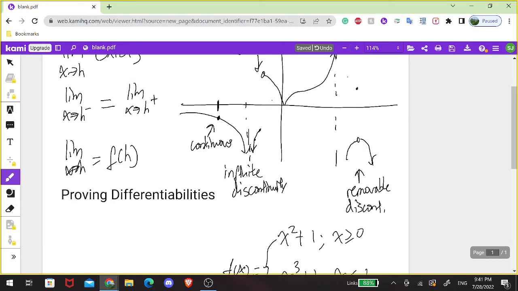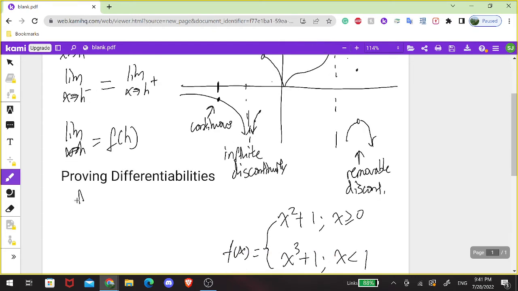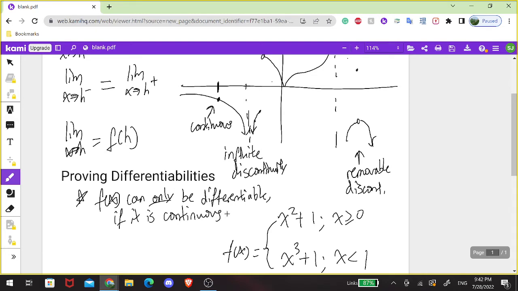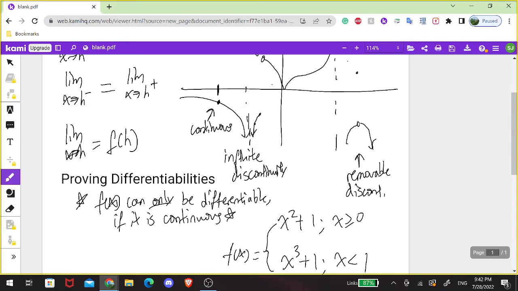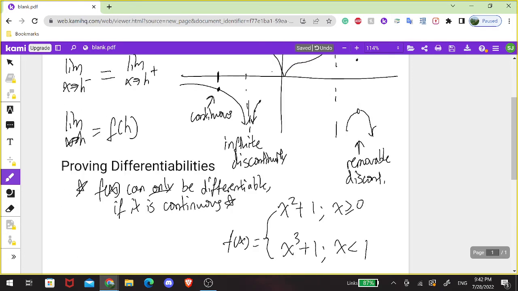Let's prove differentiabilities. The key thing to know for proving differentiabilities is that f of x can only be differentiable if it is continuous. So if a point does not satisfy these three criteria, that is definitely not differentiable. And only if it is continuous, then it might be differentiable.